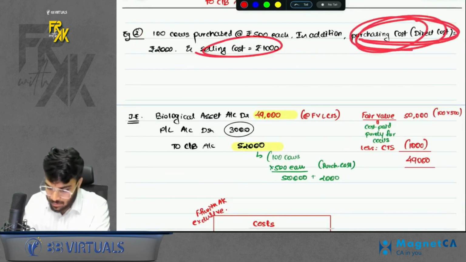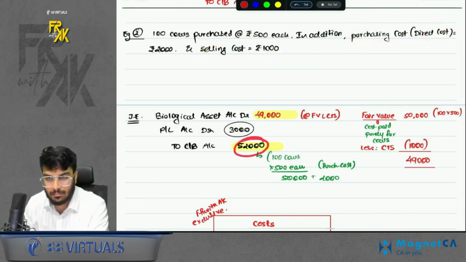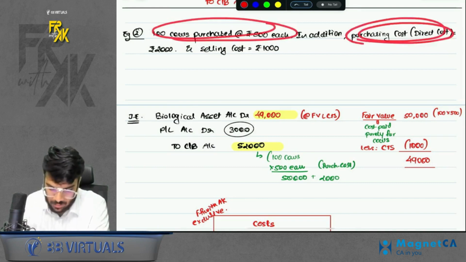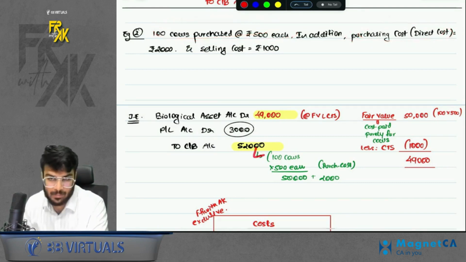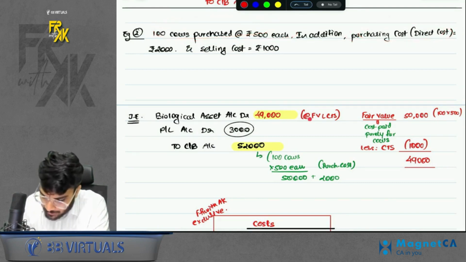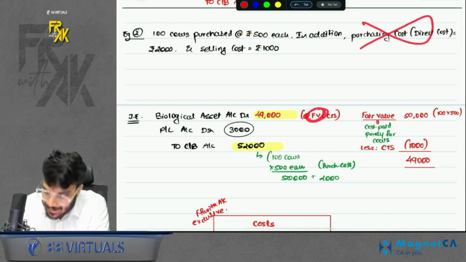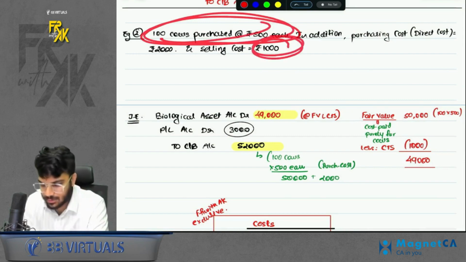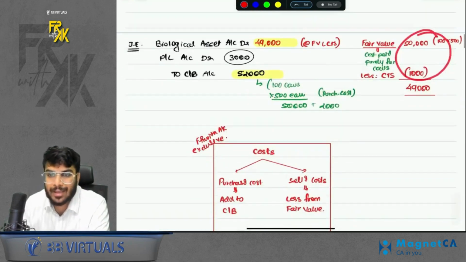If there is any purchase cost, it will get added to cash bank, because you paid to purchase the cows and incurred the purchasing cost also. So it will get added to cash bank. But when you work out the FVLCTS, do not consider the purchase cost. You will only take the fair value and less the selling cost. It is done here. Okay, so I gave you one hint for this.